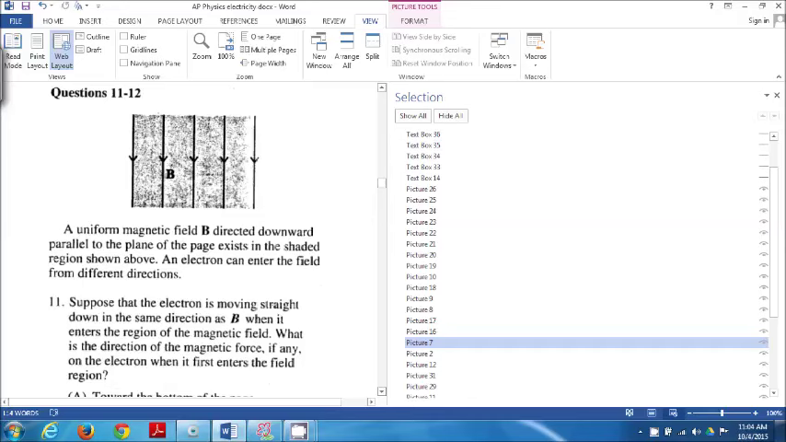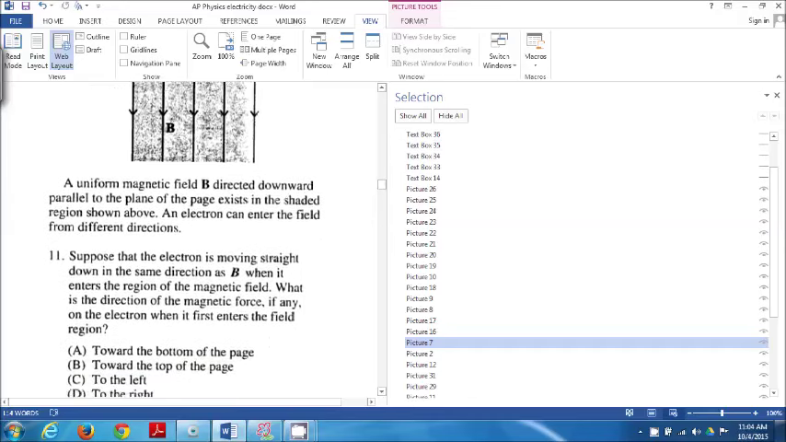Suppose that the electron is moving straight down in the same direction as B. It moves like this. When it enters the region of the magnetic field, what is the direction of the magnetic force, if any, on the electron when it first enters the field region?